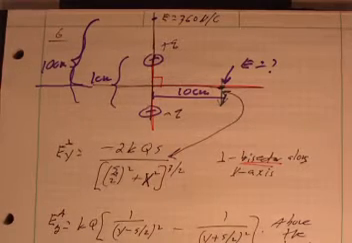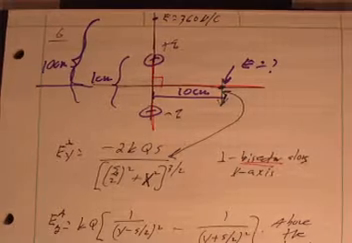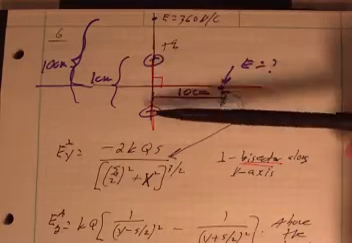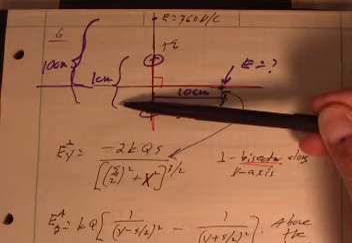A few hints on homework problem number 6 here for you. Problem number 6 discusses a dipole that's oriented along the y-axis. So here's the dipole right here. There's a plus charge here and a minus charge here, and there's 1 centimeter between them.